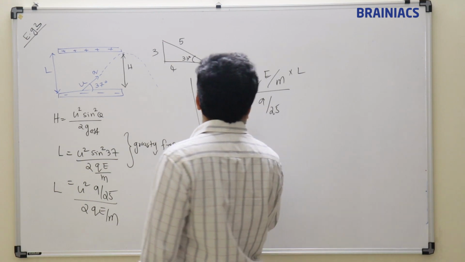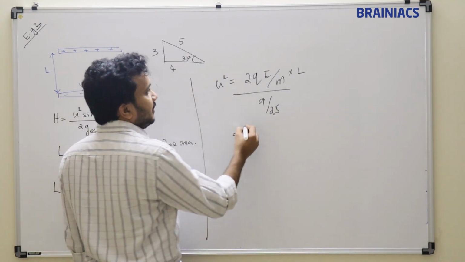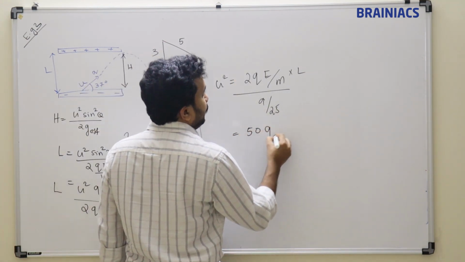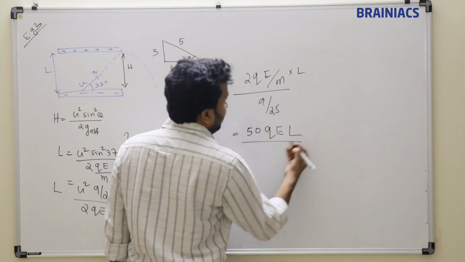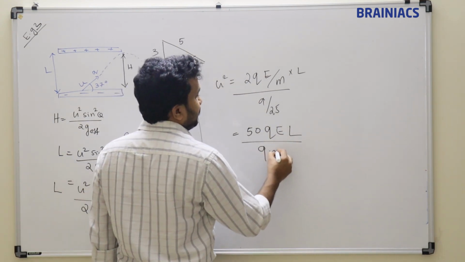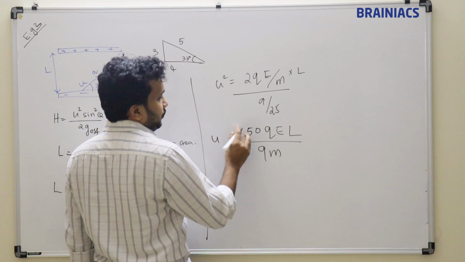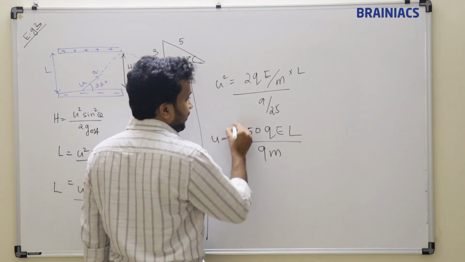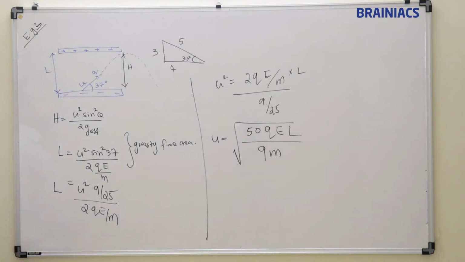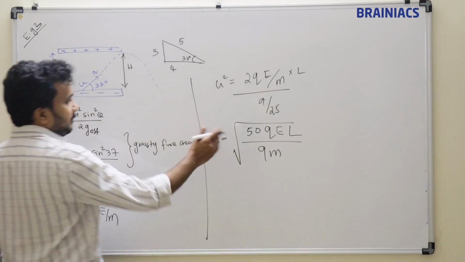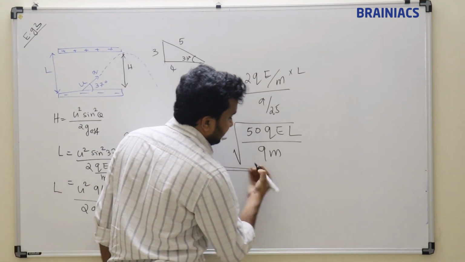So we can just arrange one. 25 will go to the numerator. So 50 QEL whole divided by 9 times M. This is U square, so this is U with root. Here you can simplify, but I'll keep it like this.